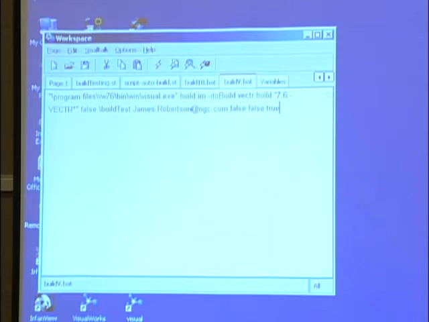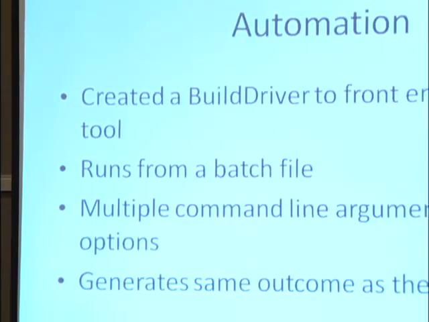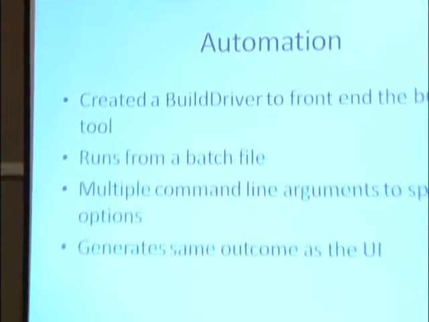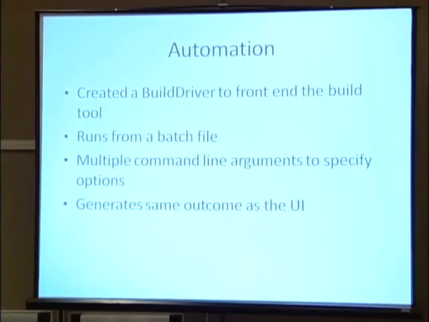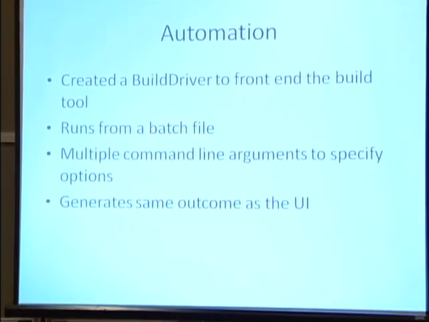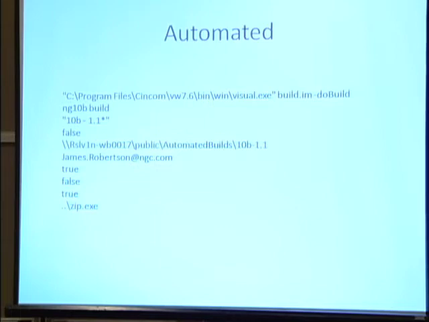Let's go back here and see if I can figure out how to turn this back on. There we go. So I have all those command line arguments that come out, and it generates the same outcome as the UI. Runs the same way. So that's the automated thing there. I've separated by command line so you can see it. You see the email address in the middle there, that's my work address, and that can be a comma delimited list of things. That was kind of entertaining.